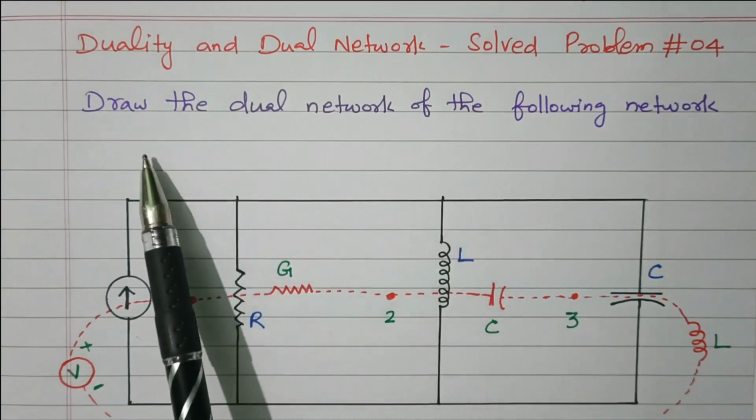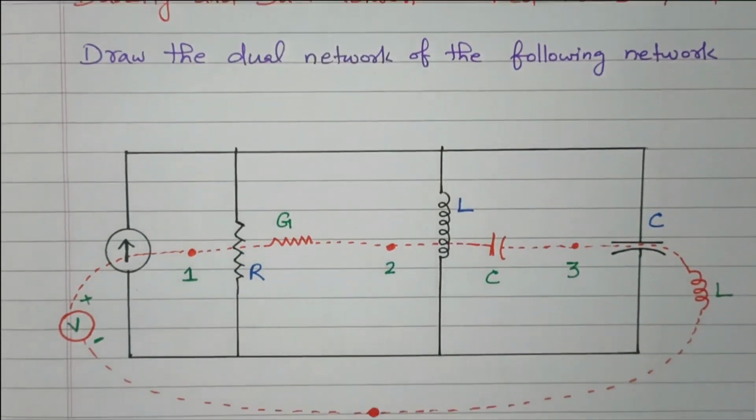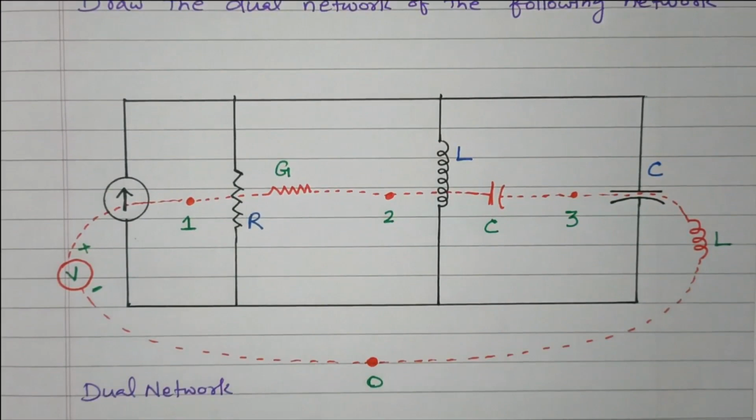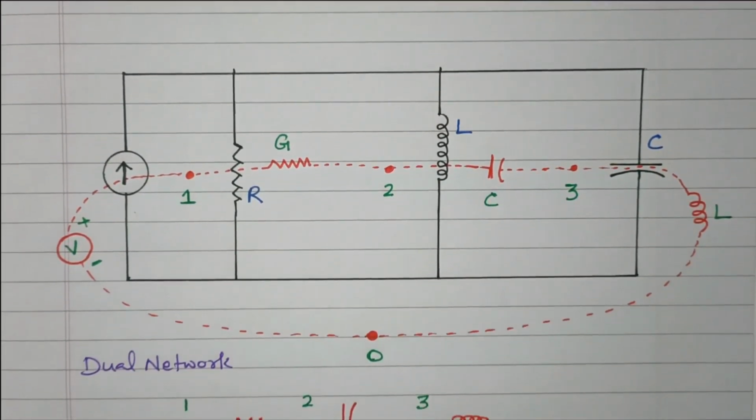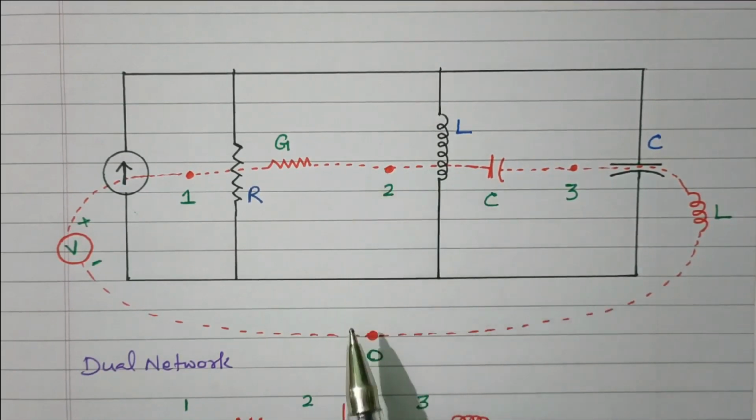Now we'll go to the topic. Draw the dual network for the following network given. So this is the network given in the problem. We need to draw the dual network. This black color is the original network. The red color is the dual network.